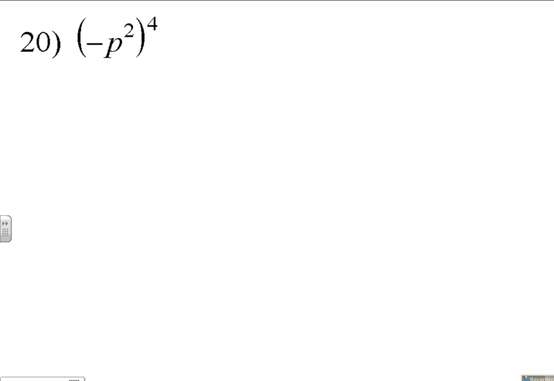And if I ask about negatives here, does this 2 affect the negative? Well, what's our rule about exponents? Exponents are lazy. That 2 has to affect the p, but not the negative. But does this 4 affect the negative? Yes, no choice but to affect the negative and the p squared. So we have 4 negatives. 4 negatives, even number, final answer is positive. And then read from outside in, 4 groups of 2 p's. 4 groups of 2 is 8.